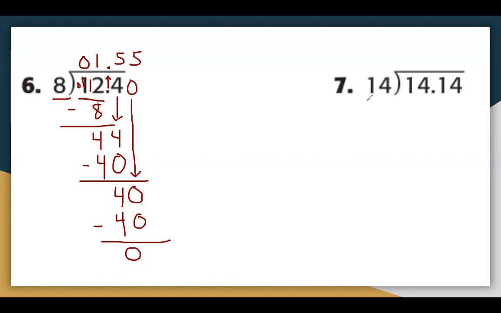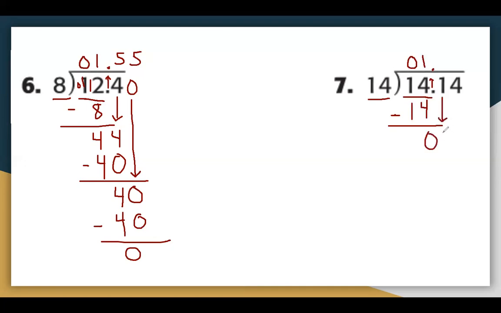Okay, let's look over here at number 7. I'm gonna bring my decimal straight up there in between the ones place and the tenths place. Okay, I'm looking at 14 into 1. 14 cannot go into 1. That is way too small. So let's look at 14 into 14. Are those the same number? Yep. Anytime we have the same number, it can only fit in one time. So 14 take away 14. Oops, that's supposed to be a subtraction sign there. Would give me 0. Got to bring down the 1.